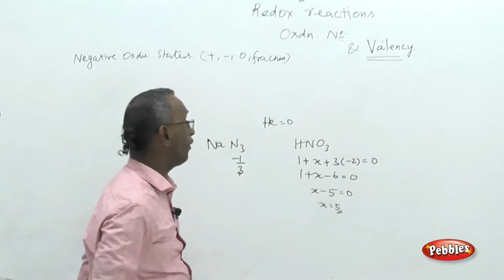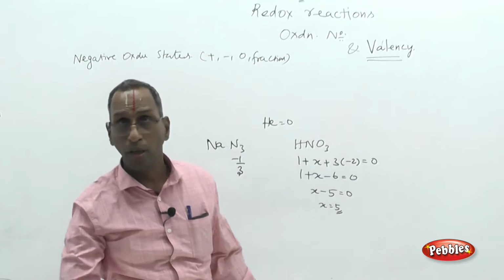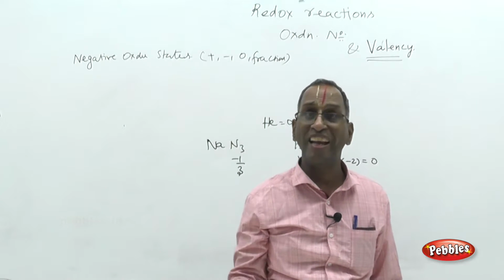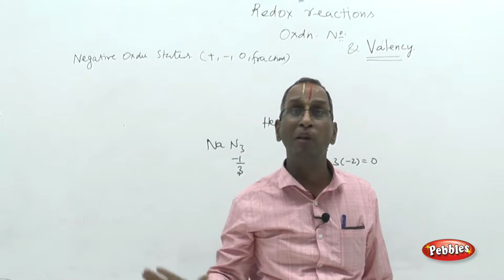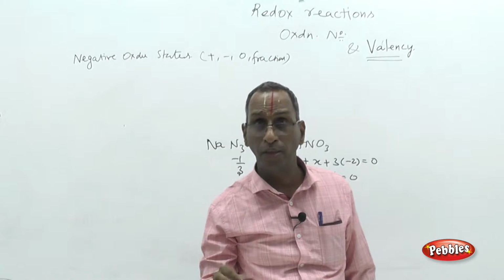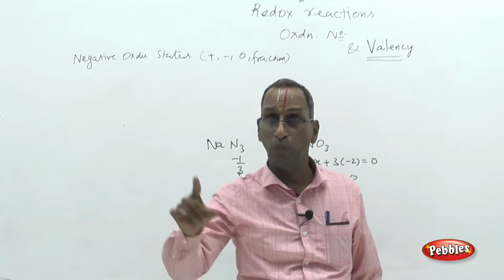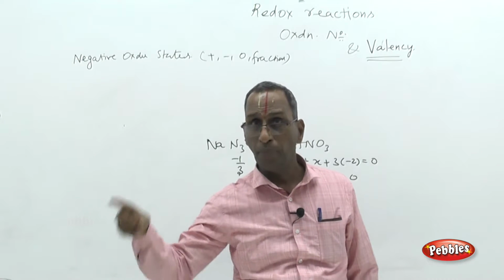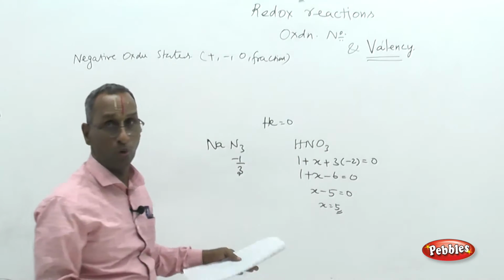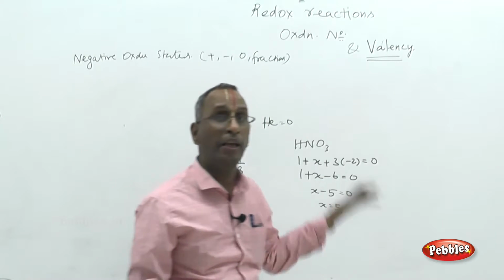Now we are in the process of differentiating between the terms oxidation number and valency. Oxidation number can be positive or negative or 0 or even a fraction, but valency is always a positive integral value, that is to be noted. Valency is the combining capacity. So it can combine with one atom or combine with two atoms, or it cannot combine with any atom. Valency of helium is 0, which means helium cannot combine with any other atom.